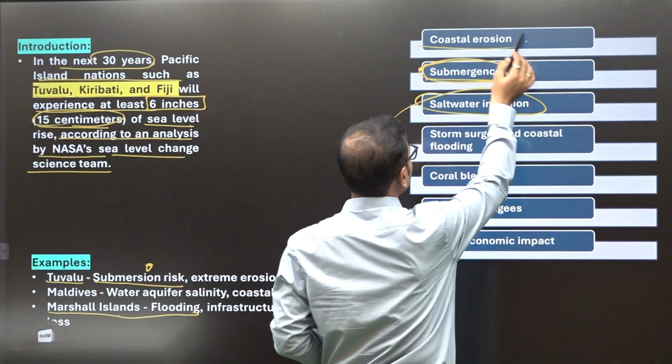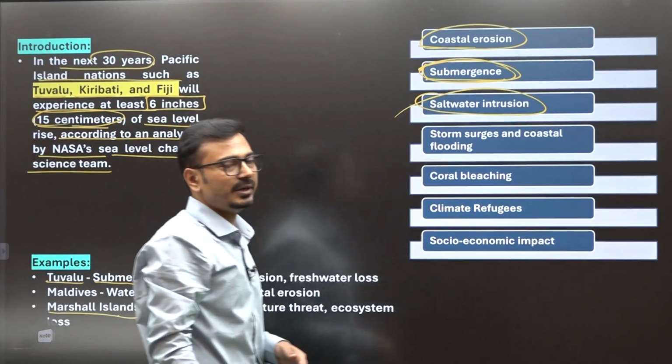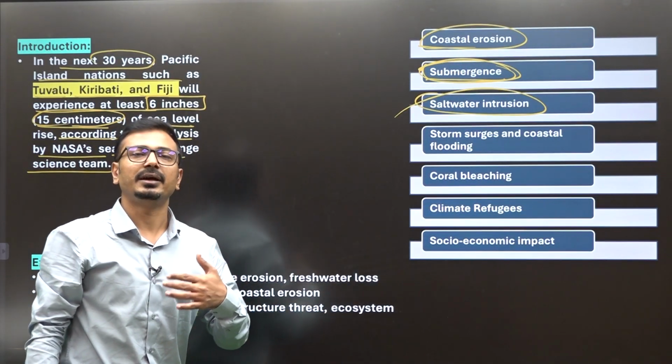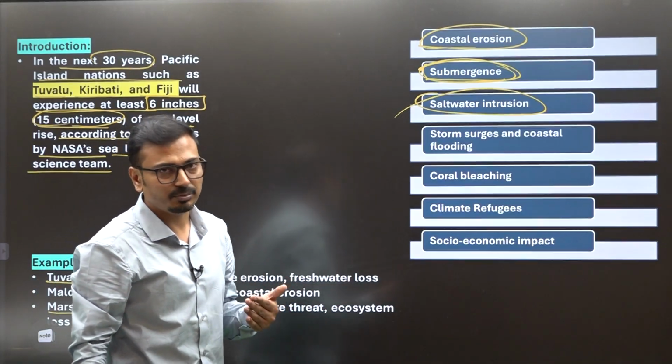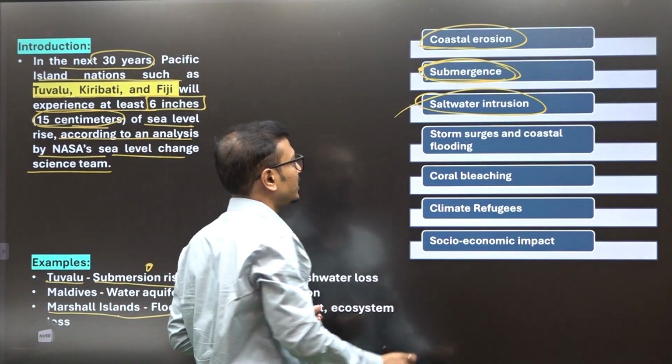Third thing is coastal erosion. Slowly, through coastal erosion, there will be loss of land. Again, land is an important resource for all these countries.